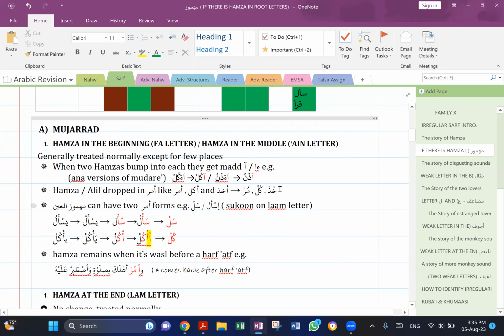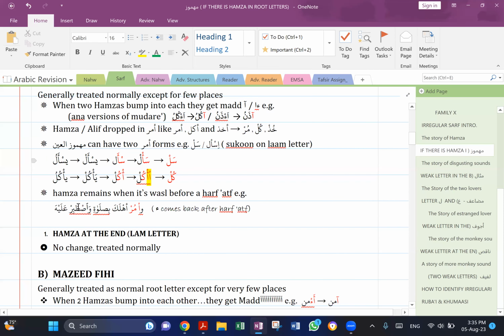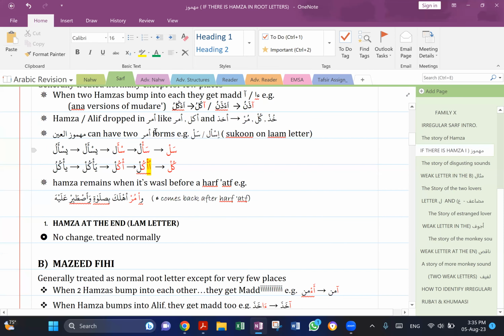And we talked about, for example, if you look at here, Hamza or Alif is dropped in the command form. So for example, you have akhadha. Okay, so what happened here? Akhadha becomes khud, akala becomes kul, amara becomes mur. So the Hamza just went away in the command. And down here, you can see how the whole process happened.